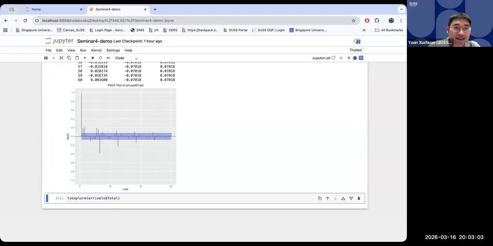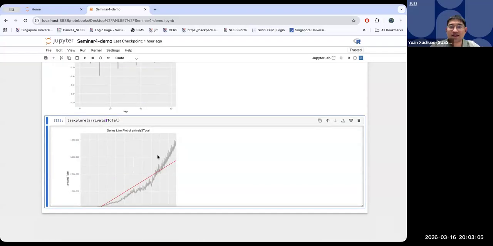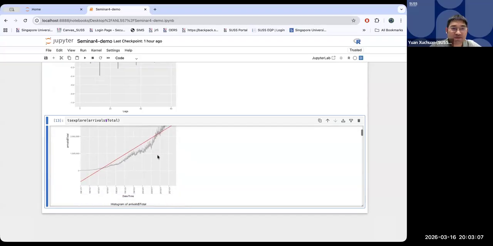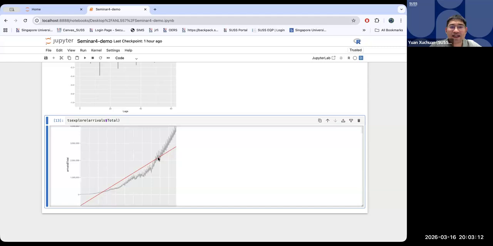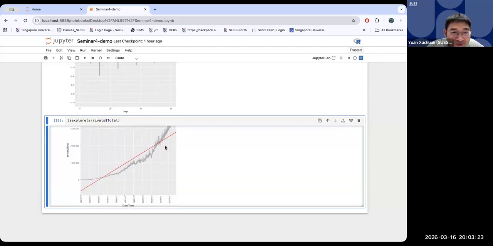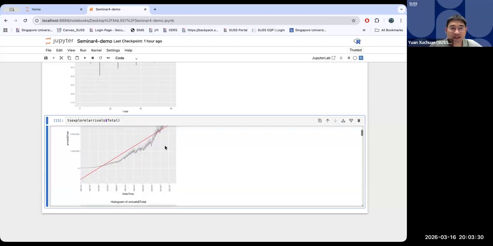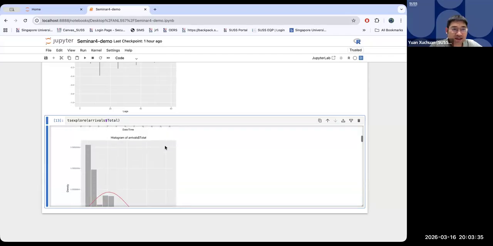We don't specify any parameters. Let's choose the default setting. So you can see you have a clear trend of this time series, and there is also seasonality. Seasonality, because it is monthly data, right? Monthly data. So seasonality. The seasonal length is 12.